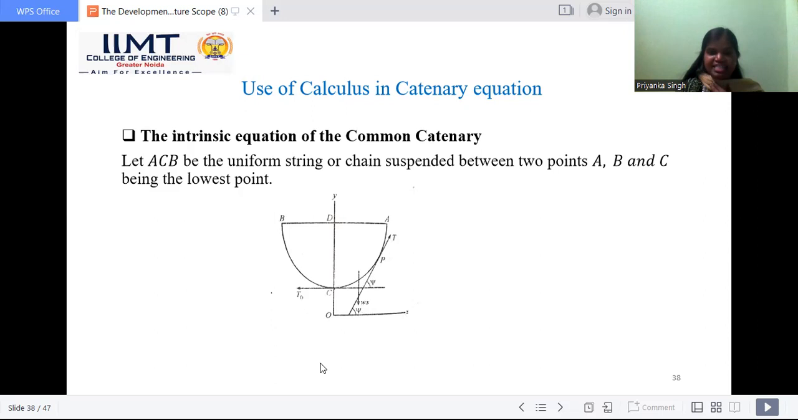This tangent creates the angle with the horizontal line. The tension T is divided into two axes: the horizontal component is T cos psi, and the vertical component is T sin psi. Since OX and the tangent at C are parallel, T0 is equal to T cos psi, and the vertical component is WS, the total weight of this string. So T sin psi is equal to WS.